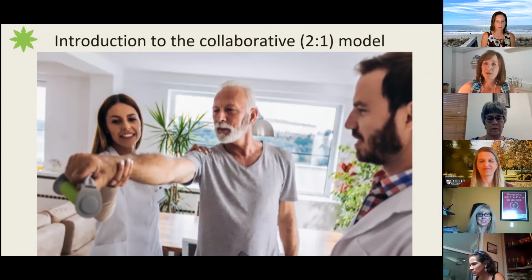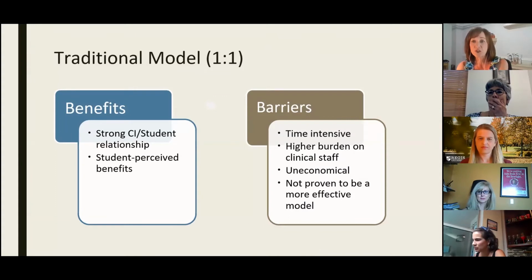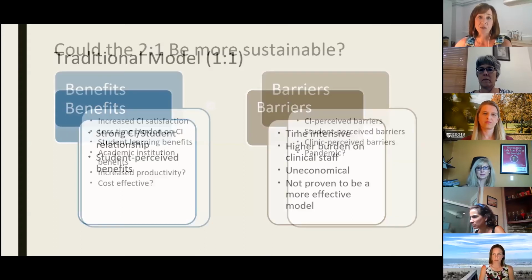So we'll compare the two models of what we consider more traditional clinical education, which is that 1-to-1, 1 CI to 1 student model. The known benefits are that strong CI student relationship, and the students really perceive, when they are thinking about clinical education, that that model is going to be better for them. But there are barriers to this model that are also well documented in the literature. And most current literature that has come out really shows that there is no one gold standard in clinical education delivery models. So why not look more in detail at some of these alternative models that have some interesting benefits?